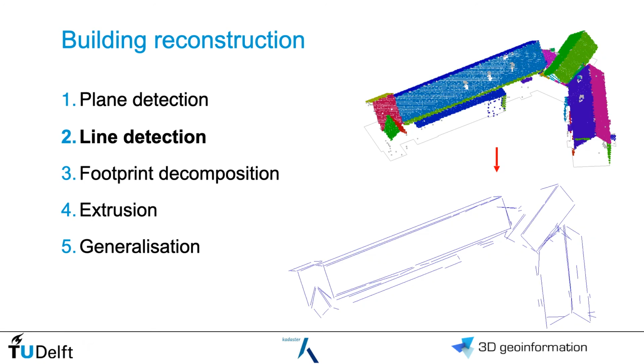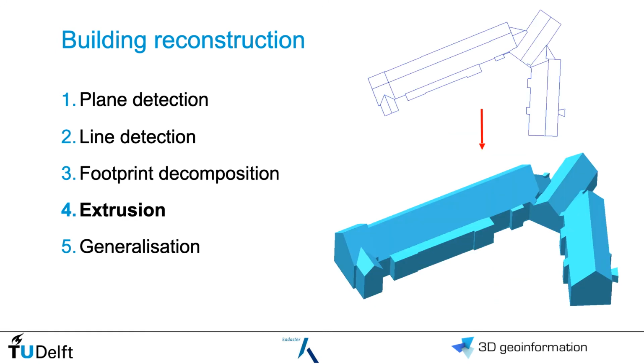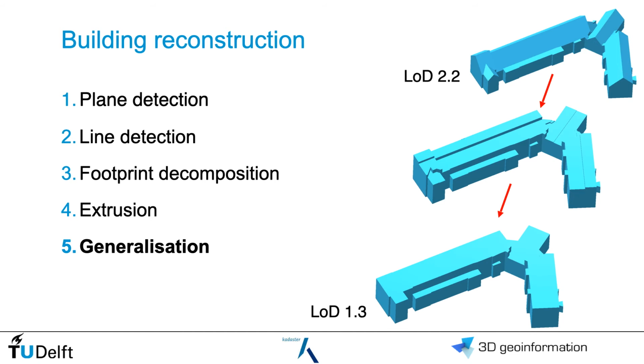In step 2, lines are detected from plane boundaries and the intersections between adjacent planes. Step 3 involves a footprint decomposition into the different roof parts based on the lines that were detected in step 2. Step 4 is the extrusion of the decomposed footprint into an LOD2 model. And step 5 is a generalization to LOD 1.3, where height jumps of less than 3 meters are removed.